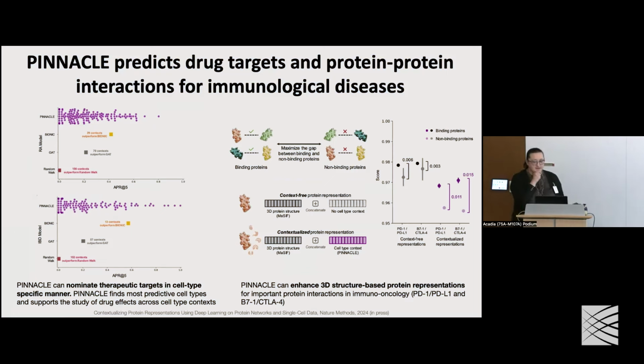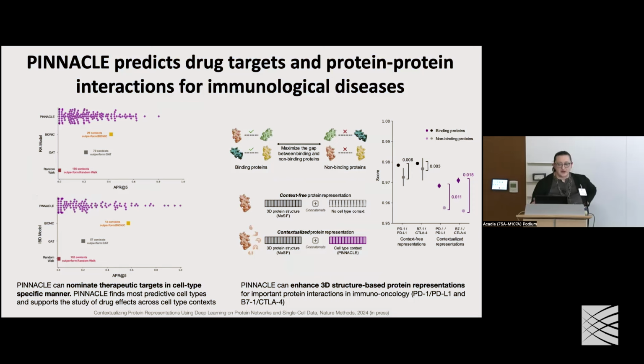In another interesting analysis that I want to highlight, we wanted to understand whether these protein level embeddings that are generated by looking at the global interaction networks plus single cell data provide information that is complementary to what we can get by looking at the embeddings of proteins that are generated by 3D structural geometry of proteins. And so what we have done is we looked at a handful of important protein interactions in immuno-oncology, specifically protein interaction involving PD1, PDL1, and another interaction involving B7-1 CTLA4.